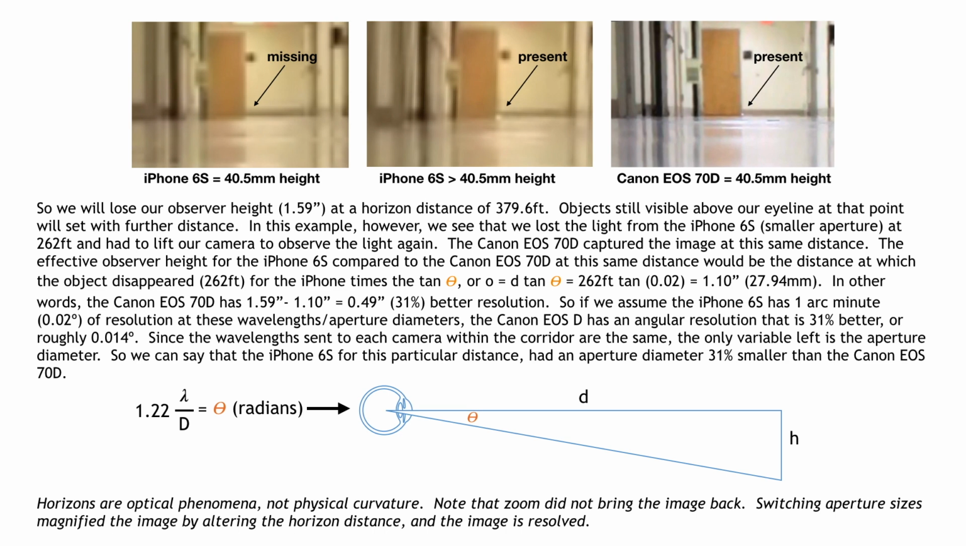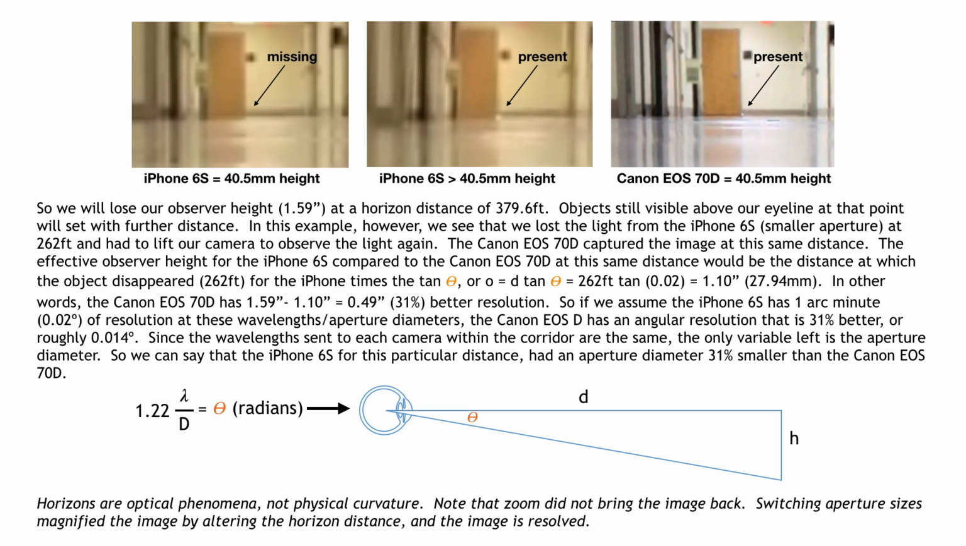So if we assume the iPhone 6s has 1 arc minute of resolution at these wavelengths and aperture diameters, the Canon EOS 70D has an angular resolution that is 31% better, or roughly 0.014 degrees. Since the wavelengths sent to each camera within the corridor are the same, the only variable left is the aperture diameter. So we can say that the iPhone 6s for this particular distance had an aperture diameter 31% smaller than the Canon EOS 70D.